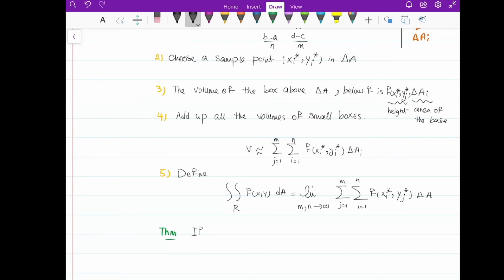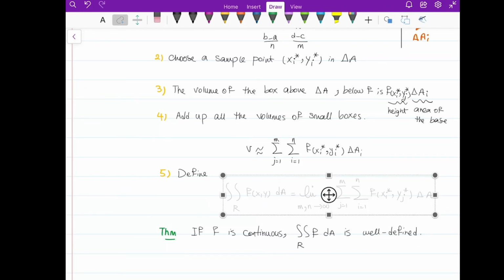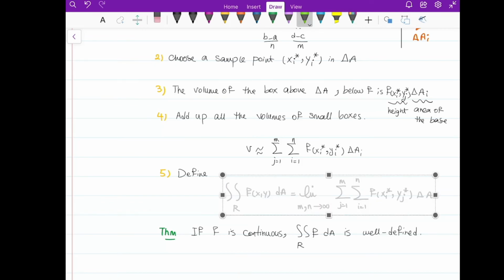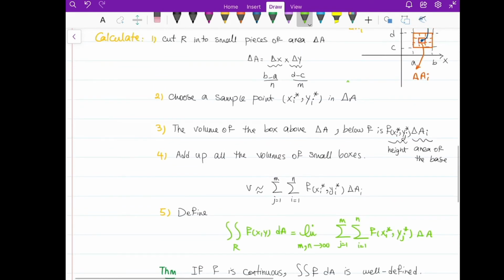There's a theorem that says if f is a continuous function, then the double integral of f dA over the region R is well defined. Very good. That's the definition of the double integral. Okay, this color is better.